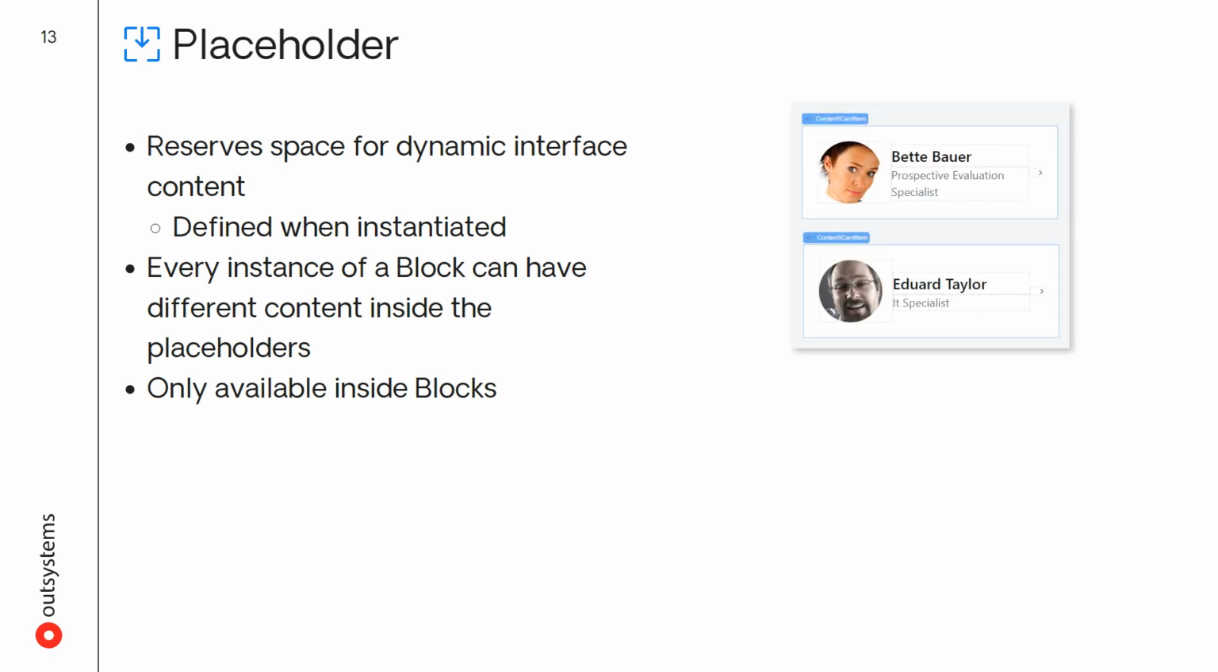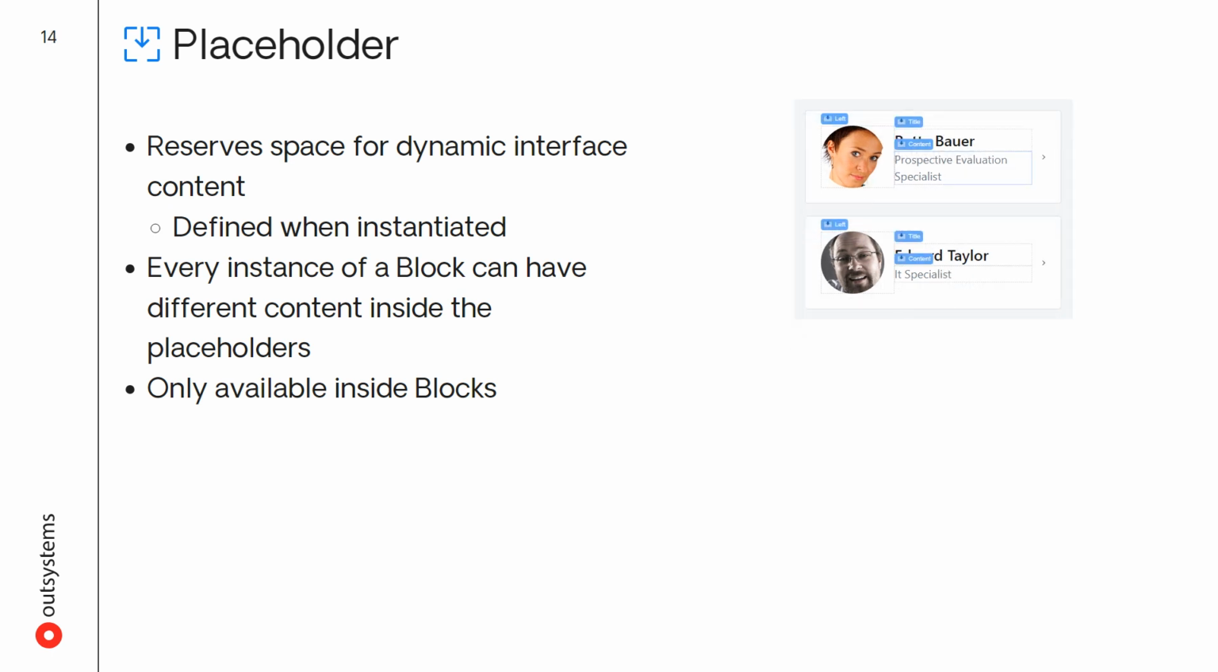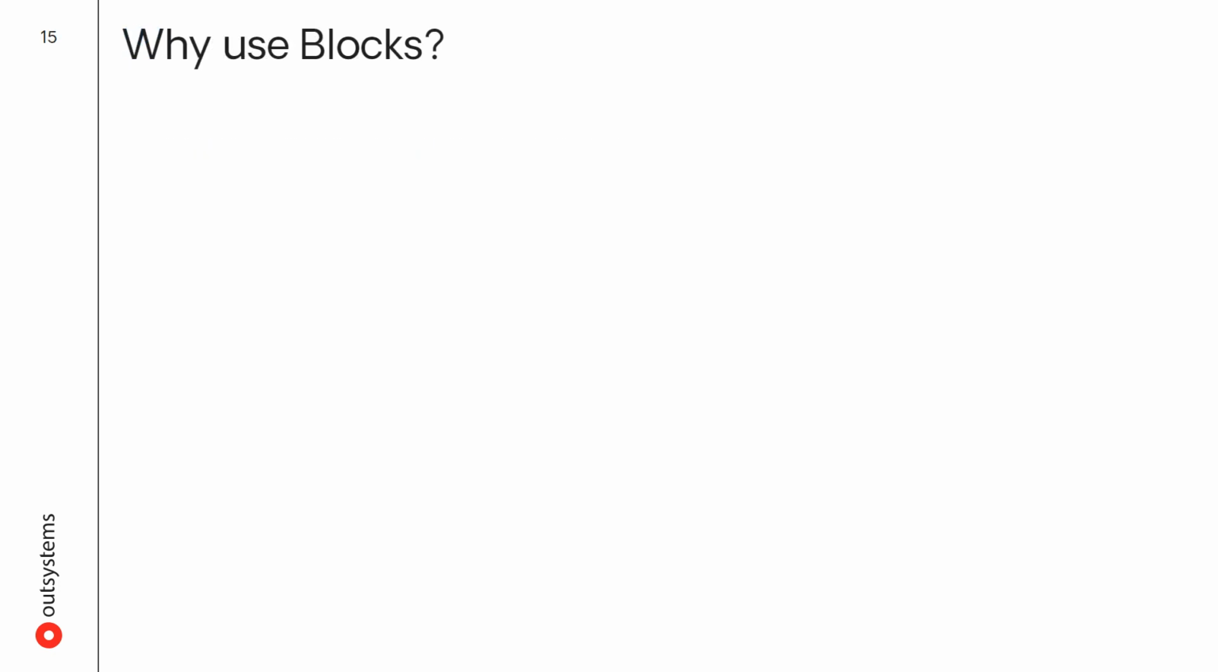In the example on the right, we have two instances of the content card item block. This block has three placeholders highlighted: left, title and content. However, in each instance, the content inside the placeholder is different, as we can see from the different profile images in the left placeholder. You may ask yourself, do I really need to use blocks?